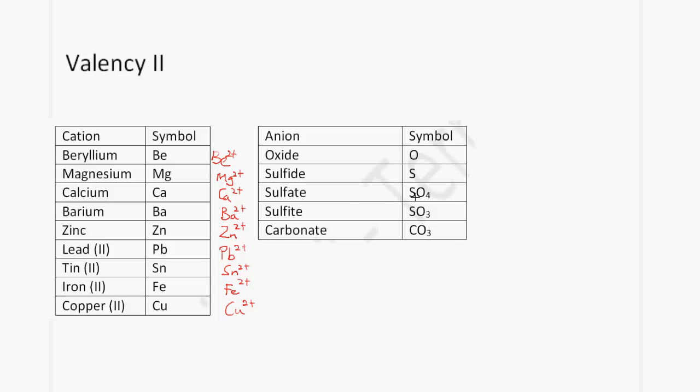Sulfate, the symbol is SO4. Sulfite, the symbol is SO3. And carbonate, the symbol is CO3. So in the case of the oxide ion, we write that as O2 minus. Sulfide will be S2 minus. Sulfate will be SO4 2 minus. Sulfite will be SO3 2 minus, and carbonate will be CO3 2 minus. So notice for all of the anions and cations here, they all have a valency of 2.